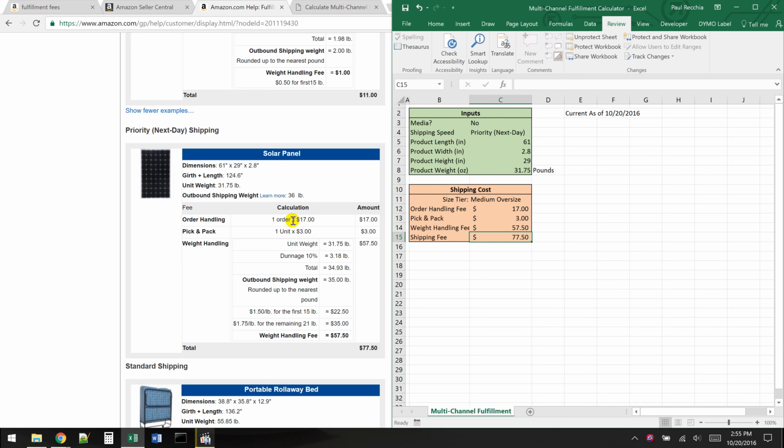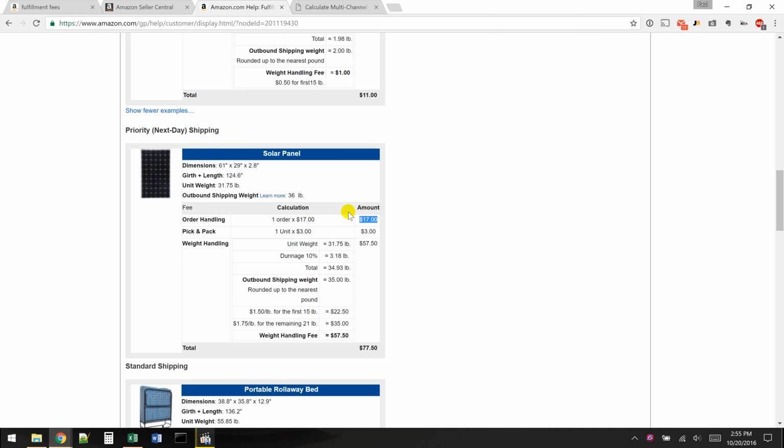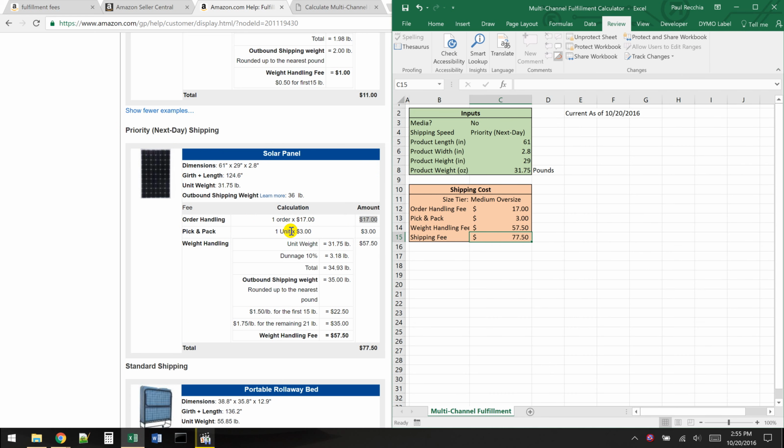Okay, so your order handling fee is $17. It's high because it is priority shipping. The pick and pack fee, oversized, is pretty much flat, $3. The weight handling, this is where it really gets fun. The unit weight is 31.75. Then they apply a dunnage rate of 10%. That covers the packaging and the air pillows and all that stuff to keep it safe. And then you round up to the next value. So your outbound weight is 35 pounds.